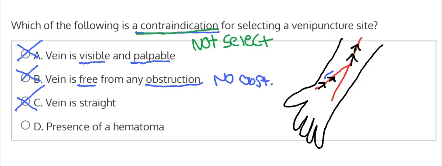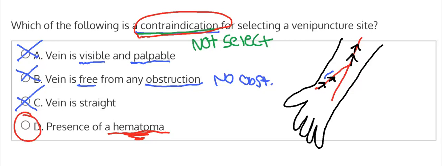And then option D says presence of a hematoma. So a hematoma would be like an injury to the vein. Like when we were talking about any trauma to the vein, that would be a reason to not pick the site. The blood draw wouldn't go through easily. You wouldn't be able to get the results. And also that would be uncomfortable for the patient. So that would be a contraindication, which is what we are looking for. So option D would be your answer here.